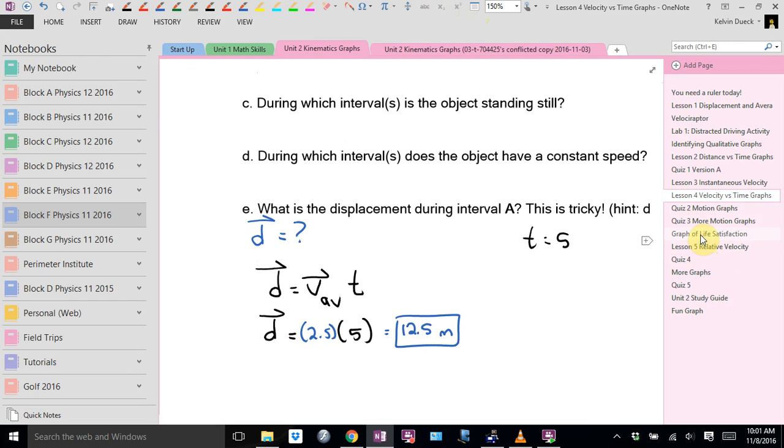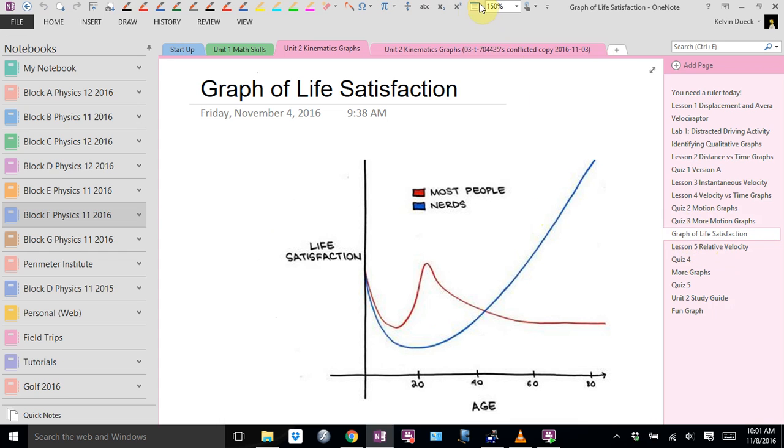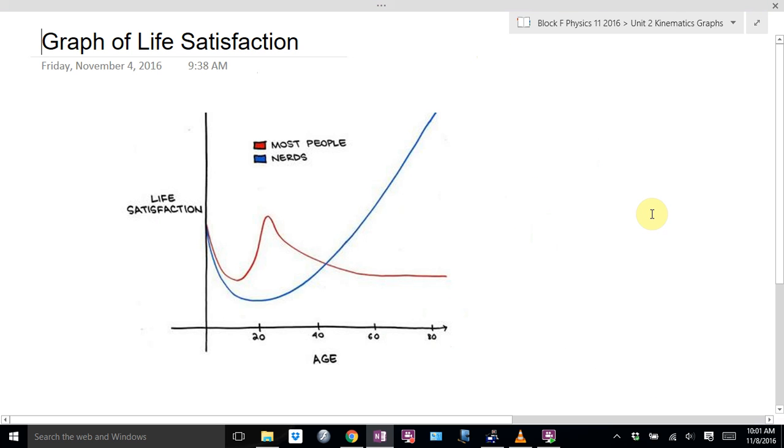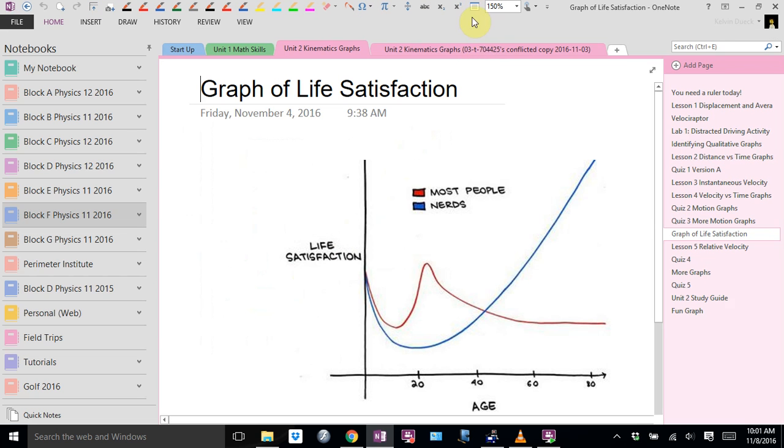Relative velocity. Oh, I'm showing you graphs. Hey, here's a great one. This is called a graph of life satisfaction. So the red graph is for most people. Their maximum life satisfaction occurs in their 20s, and it goes downhill from here. But I would argue the blue graph for nerds, as you get older, life just keeps getting better and better and better and better, I think. I like that. Just saying.